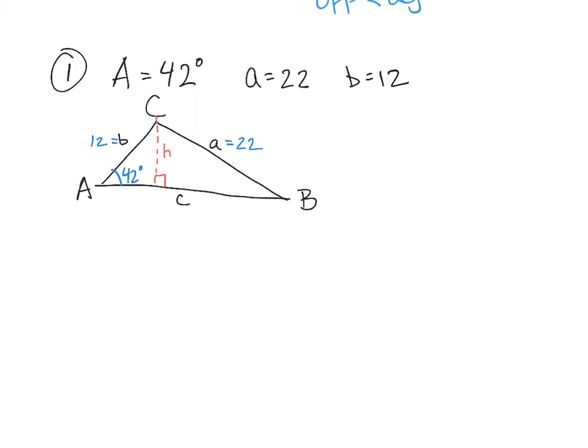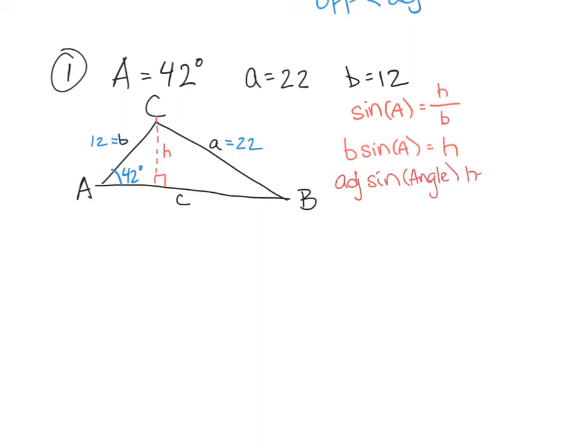If you remember, if we're looking at our angle A, we can say that sine of our angle A is opposite, or H, over the adjacent side of B. This comes from creating the right triangle. So if I get H by itself and multiply both sides by B, I can say that B times sine of my angle A is equal to H. Or again, if you're not using B's and A's, you can just say that the adjacent side times sine of your angle is going to give you your height.